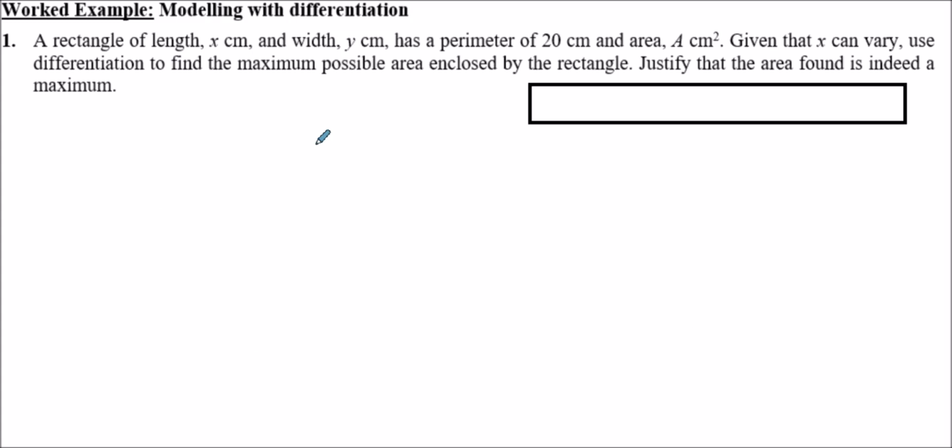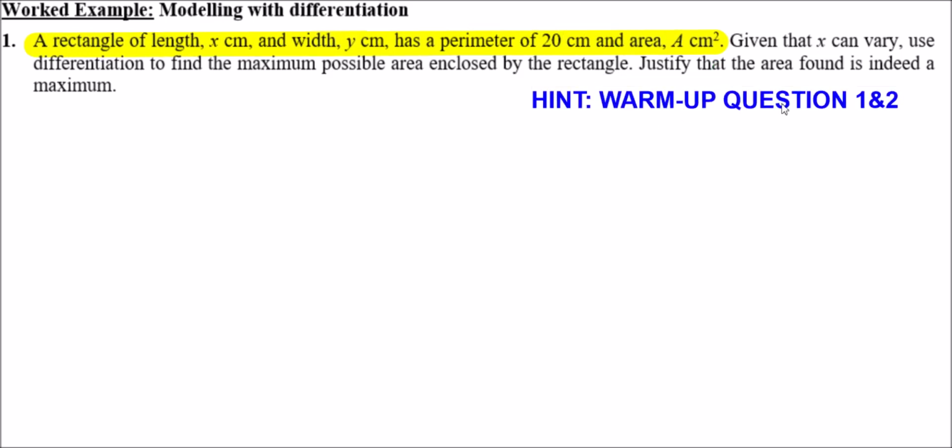So imagine modelling with differentiation now in terms of a rectangle. Length x and width y has a perimeter of 20 and an area A. So just this first line here, that should hopefully remind you about a question we attempted together in the warm-up. Hopefully that's reminded you of warm-up questions 1 and 2.